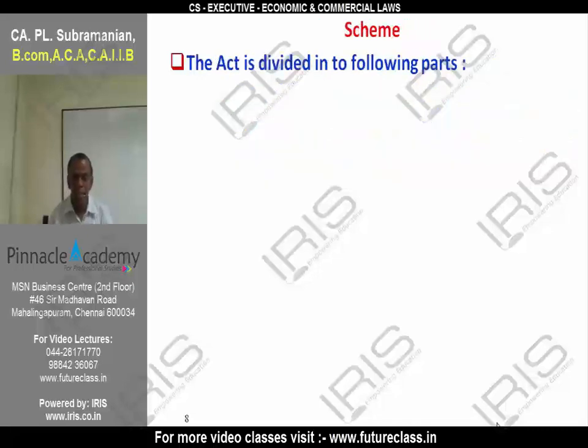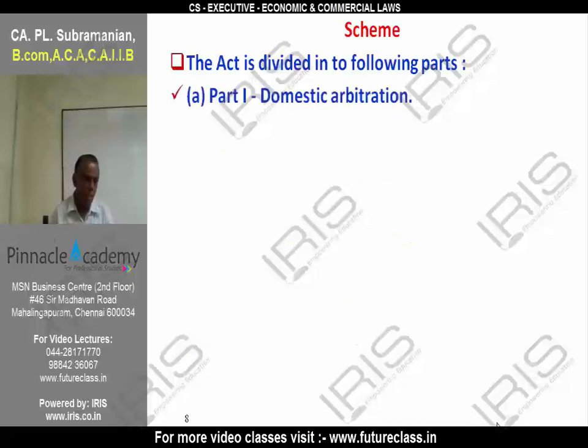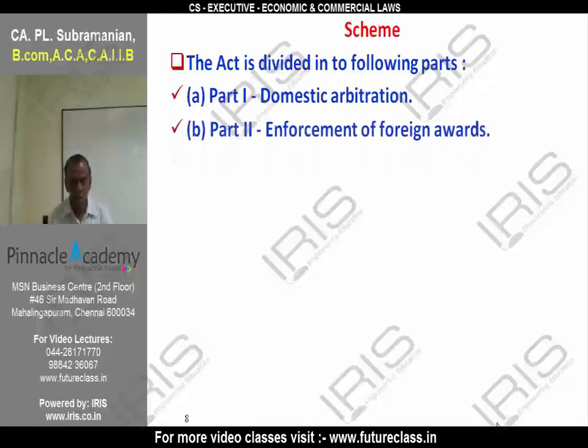The Act is divided into the following parts. Part 1 is domestic arbitration. Where all the parties are in India, that is called domestic. Part 1 deals with all that. Then Part 2 deals with enforcement of foreign awards.